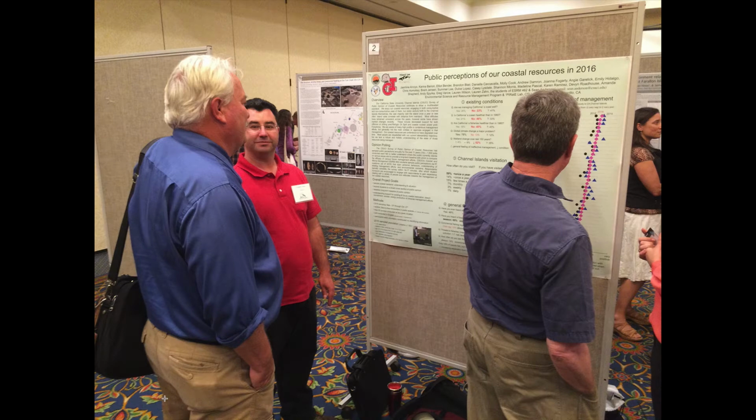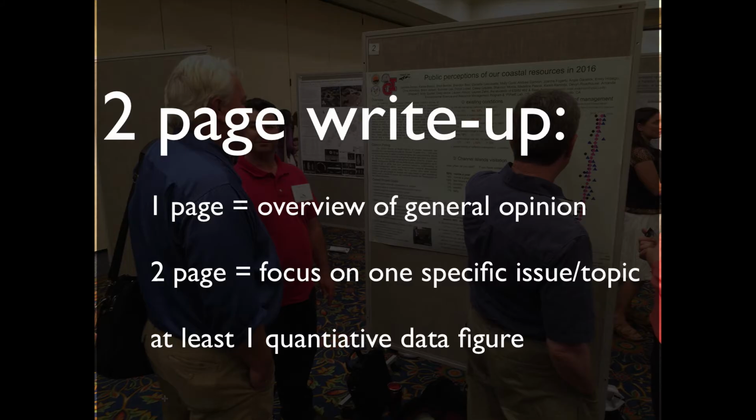You're going to do a 2-page write-up, the first page of which is going to focus on the overall takeaways and overall results of the poll. The second page, you're going to focus on any one particular aspect that you're interested in discussing. That could be something about energy, that could be something about seafood, whatever. You have to include at least one graph, ideally 2 graphs of your data, but at least one.